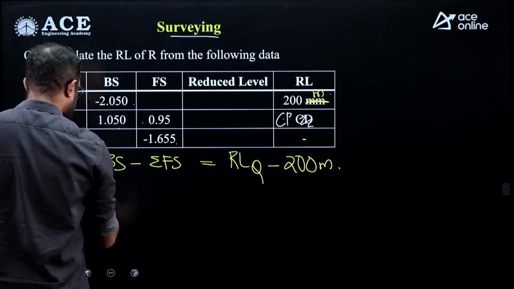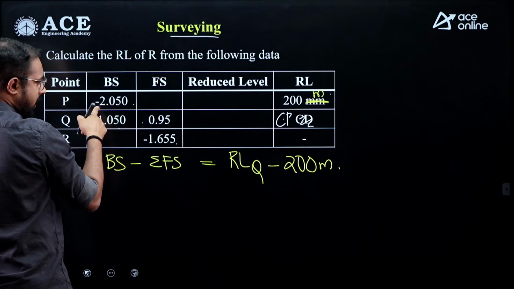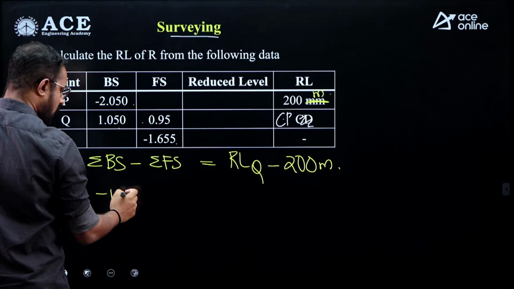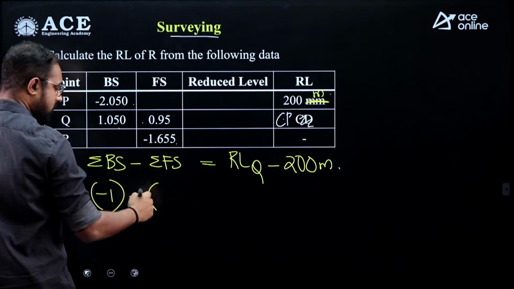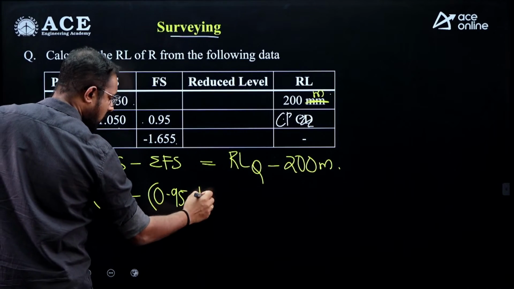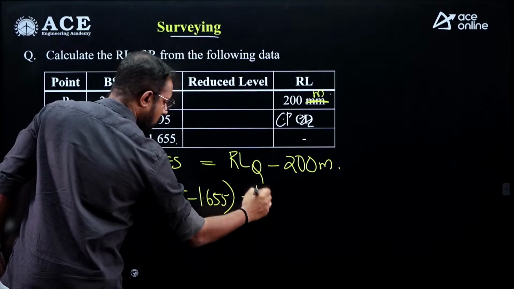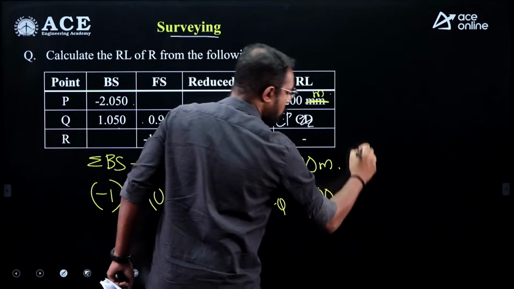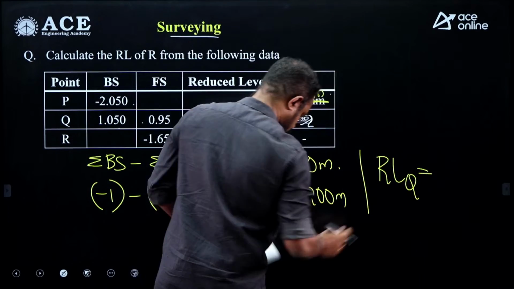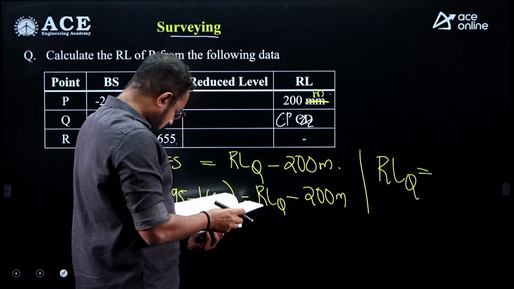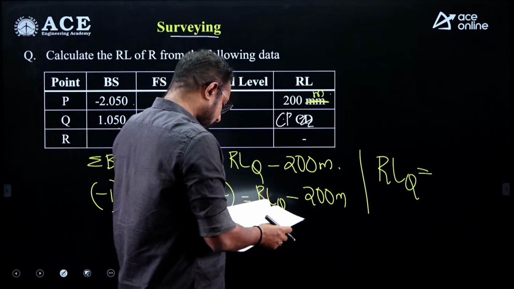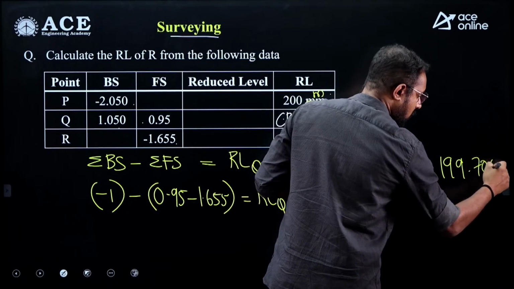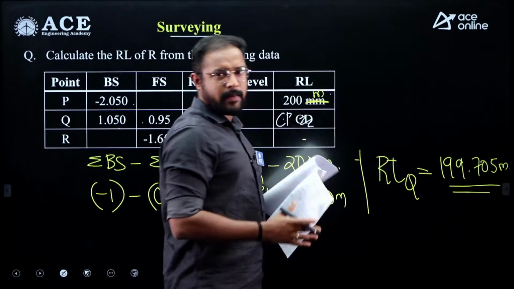If you solve this, what is sigma BS? I'll get the negative staff reading of minus 2.05 plus 1.05, so minus 2 plus 1 will be minus 1. That is sigma BS minus sigma FS, which is 0.95 minus 1.655, equal to RL of Q minus 200. If you solve this, what is the RL of Q? I'm getting it as 199.705. Just apply the arithmetic check. That's it.